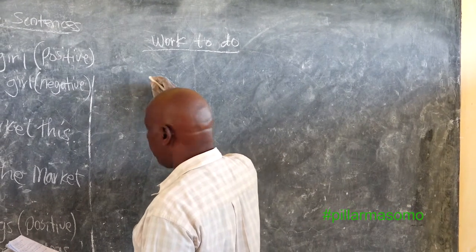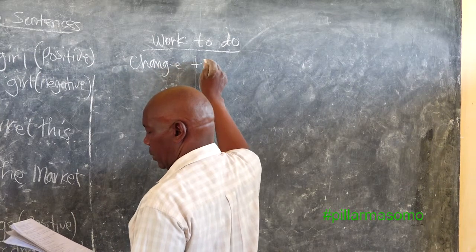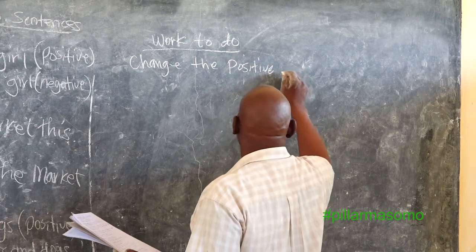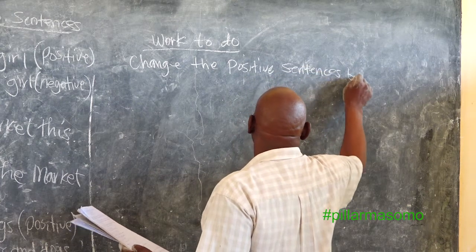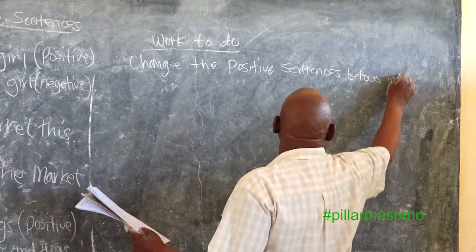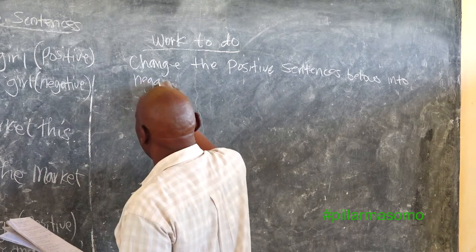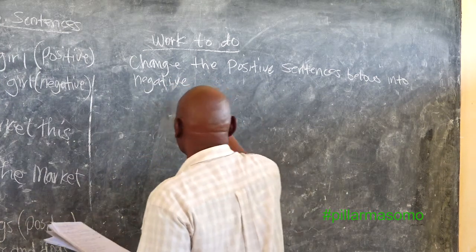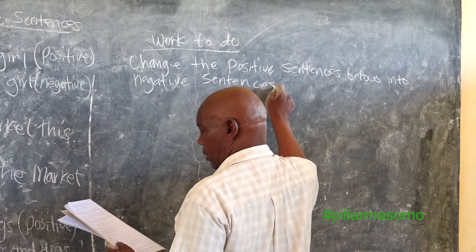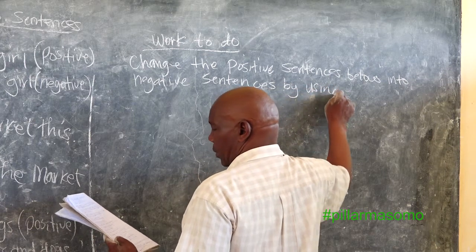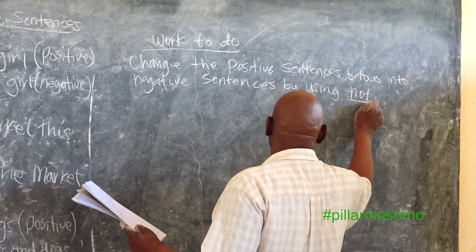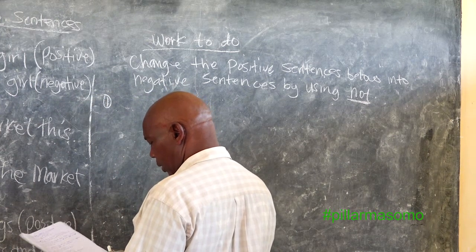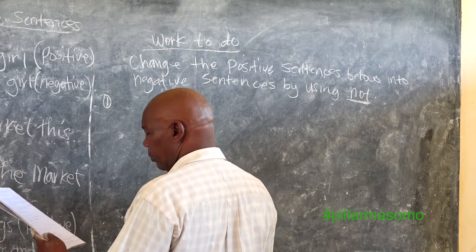So, change the positive sentences below into negative sentences by using not. The first one: she can read this book in one day.